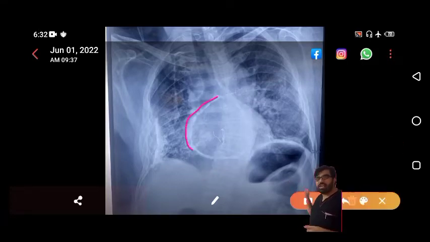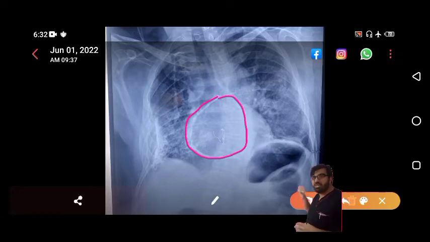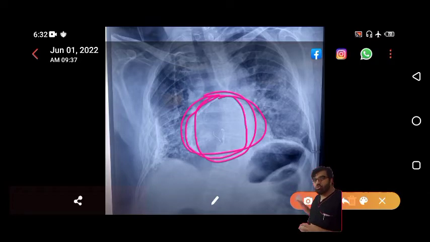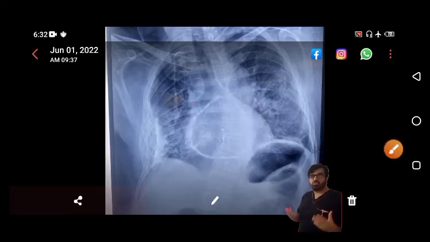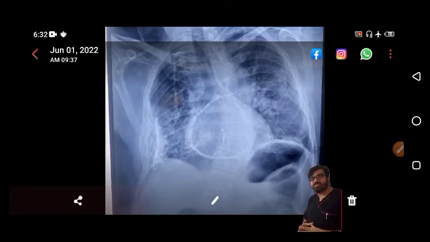Now what is this ring? This ring is actually pericardial calcification. We know that the pericardium is around the heart, so there is pericardial calcification, and this is pleural calcification. So these are calcified areas, and this patient had pleuropericardial TB 2 years back that was treated. So these are actually calcifications secondary to TB.